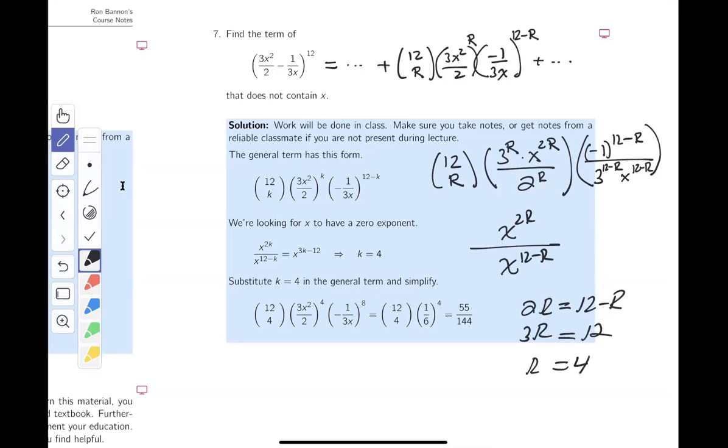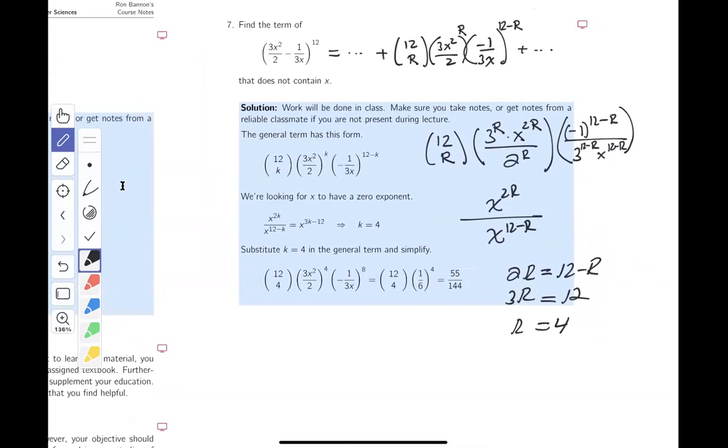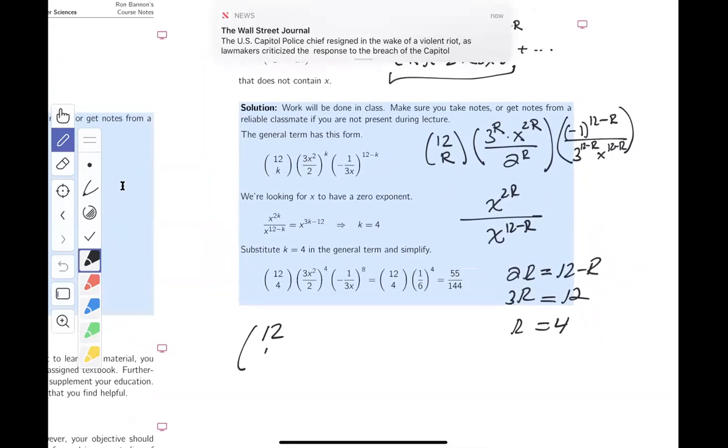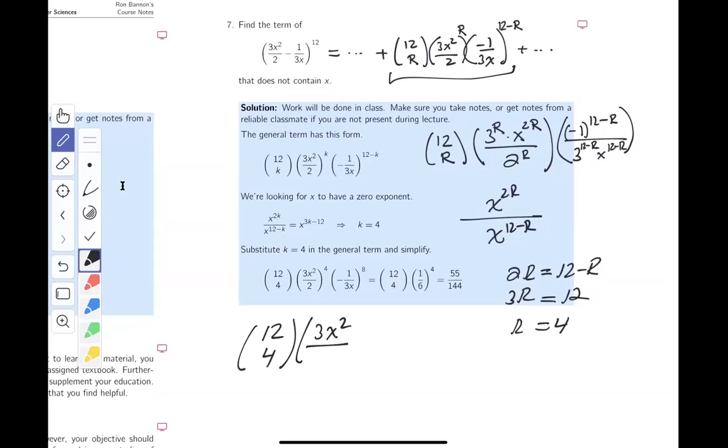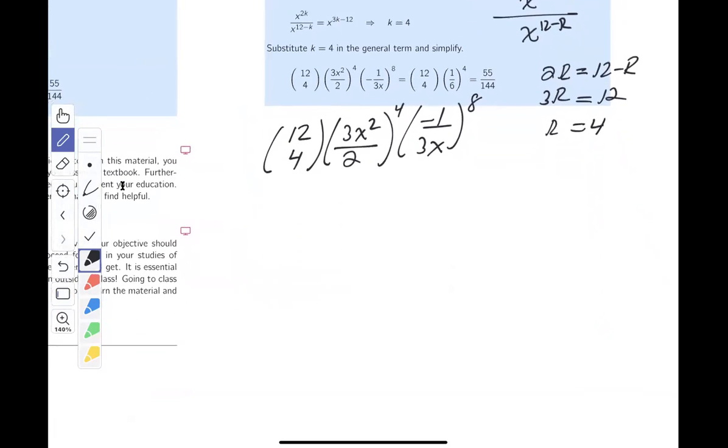So I think I'm ready to write this down now. And I'm not saying it's going to be work for you. It might be. So I'll write this down. So what are you going to get? You're going to get 12, 4. Let's write down all the details. 3x squared over 2. Again, r is 4. And then you get minus 1 over 3x. And 12 minus r, if r is 4, would be 8. I know it's nightmarish. Let's see if we can finish it off, though.